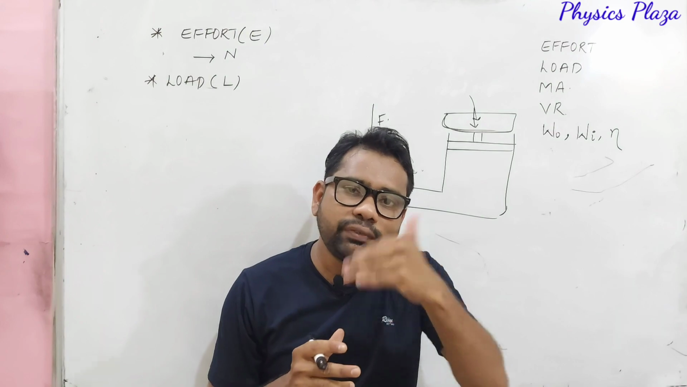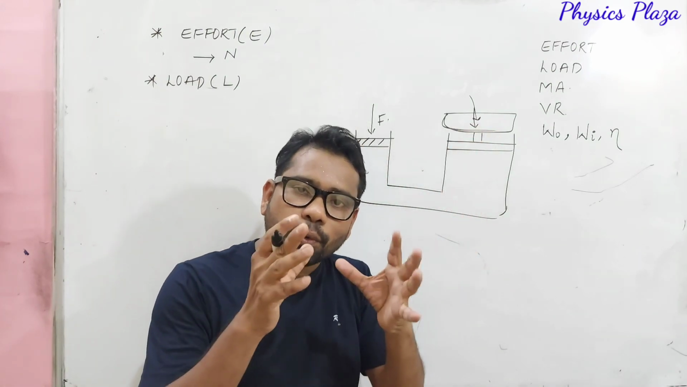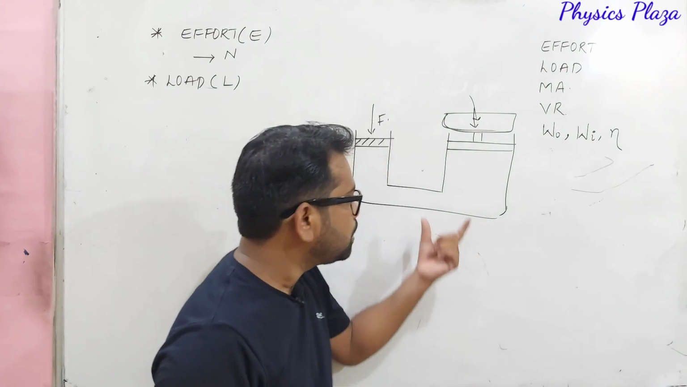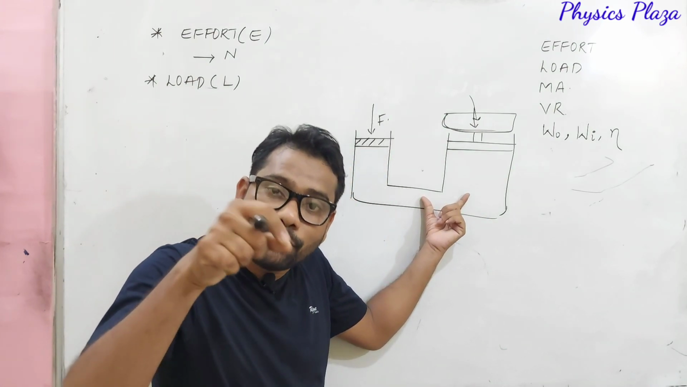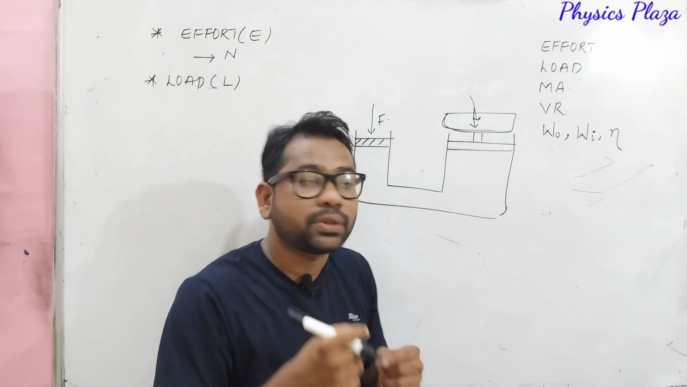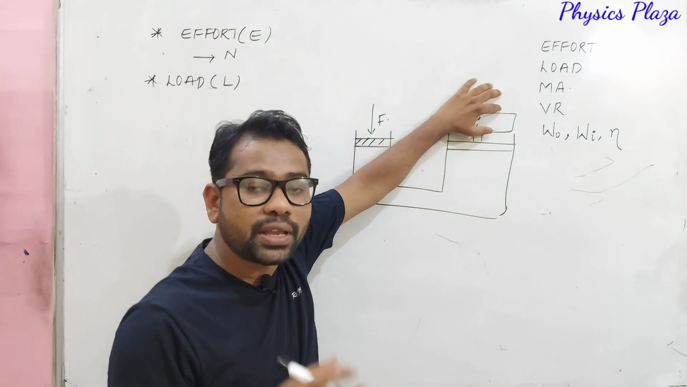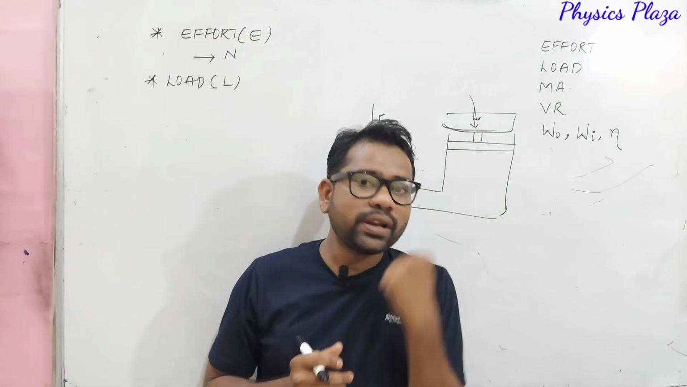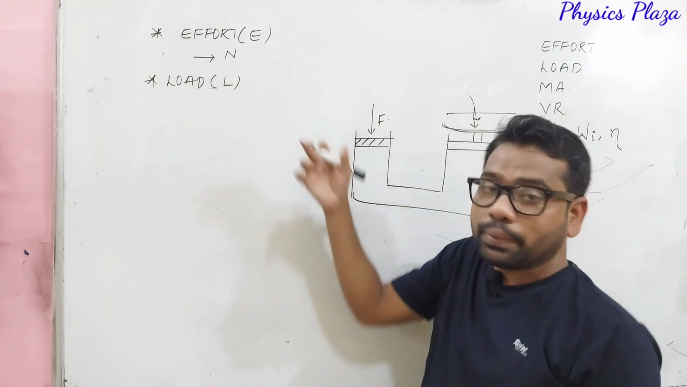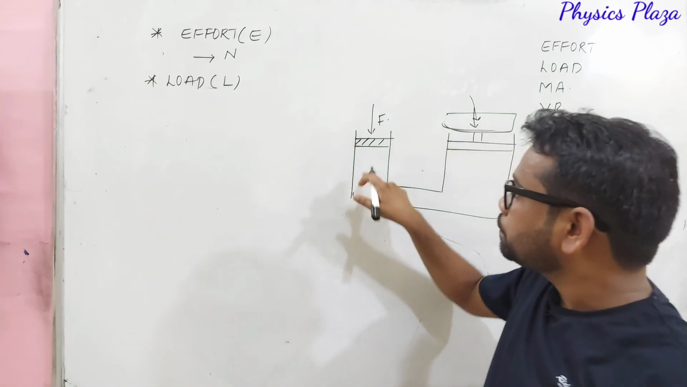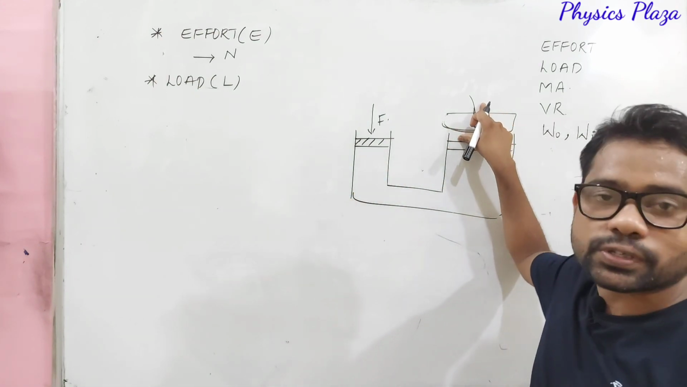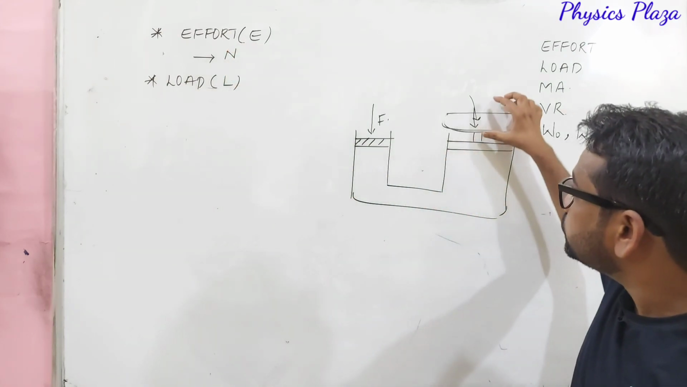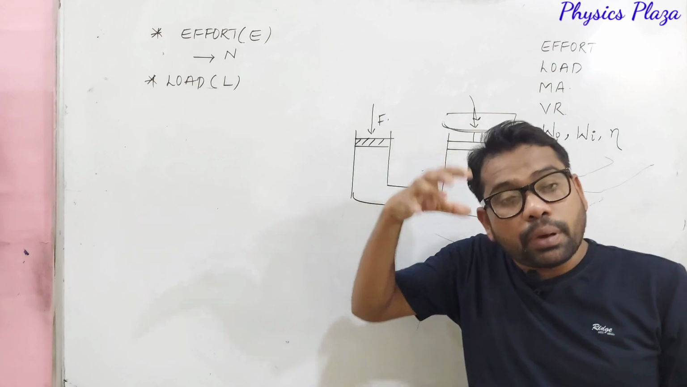Further, dear children, in order to lift that particular weight, don't you think that the machine should apply some force? Definitely. So the machine should apply some force in order to overcome the resistive force, which is called load. I repeat once again. What is effort? The force applied by us. We are applying the force on the machine to overcome this resistive force, which is called effort. Then what is the load here? The resistive force which is overcome by the machine.